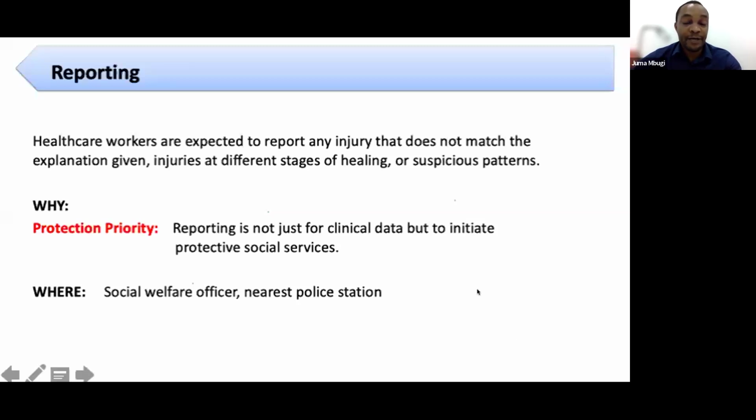But again, in our setting, we normally report to the social worker. Any suspected child abuse, we report to the social worker, who will secondarily advance to take more history from the caregiver and the victim, and they might also need to report to the head of department before they report to the police if the need arises.